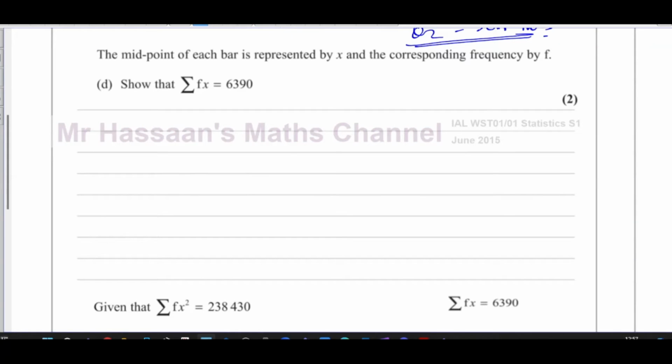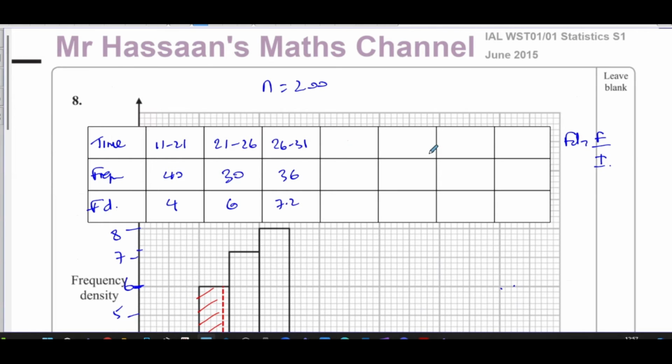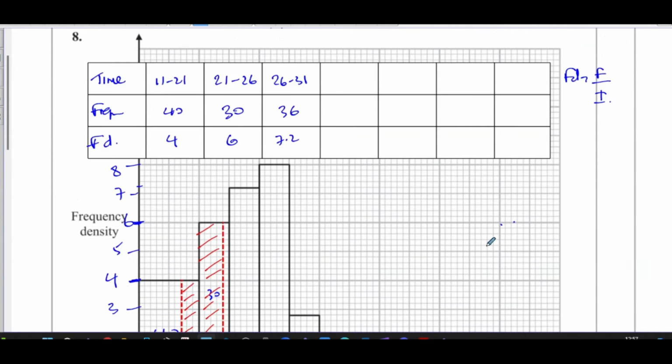And now for part D, we're told that the midpoint of each bar is represented by X and the corresponding frequency by F. Show that the sum of Fx equals 6,390. So I'm going to go back to the original diagram. I'm going to complete this because that will help us with answering this question. So we'll fill in the rest of this table.